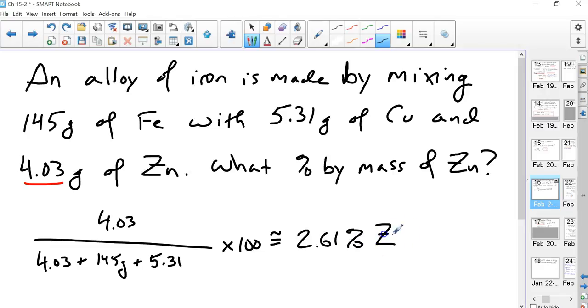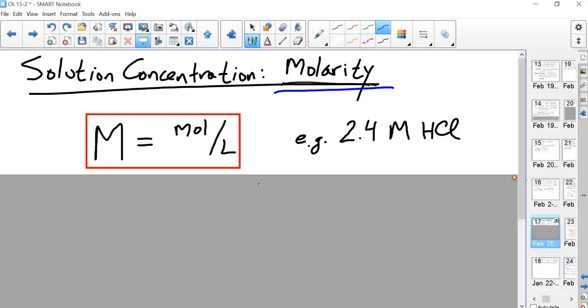2.61% zinc. Okay. Another much more commonly used unit of concentration, especially in chemistry, is molarity. And molarity, red box formula, molarity is moles per liter. It's a simple division problem. Moles divided by volume in liters.